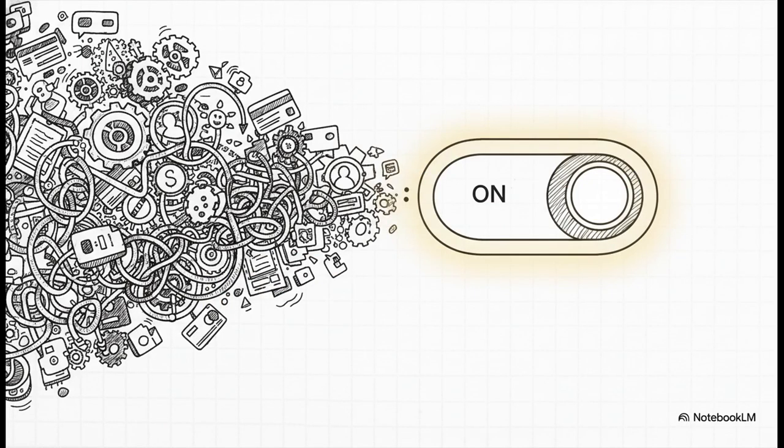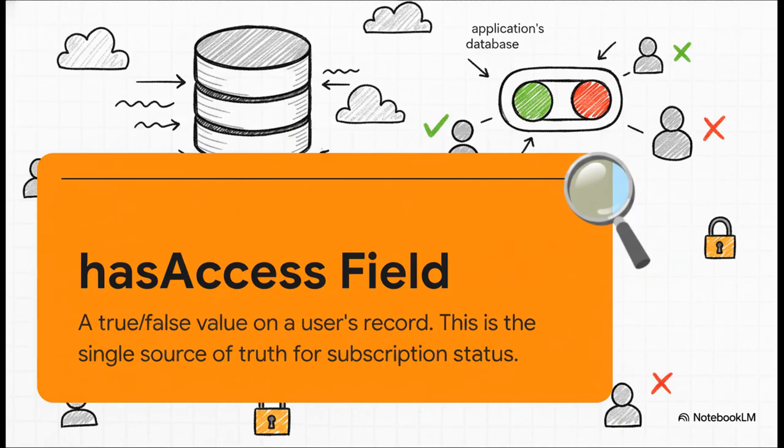Believe it or not, the whole complex dance of recurring payments, access control, and billing, it all comes down to one incredibly simple idea. A single switch. That's it. That's the secret. And here it is, the one switch rule.